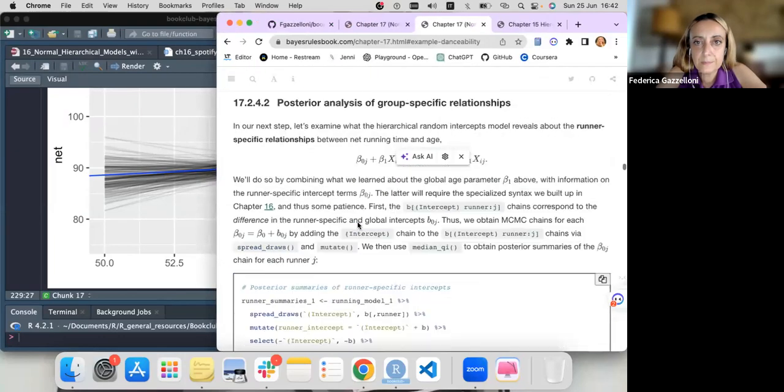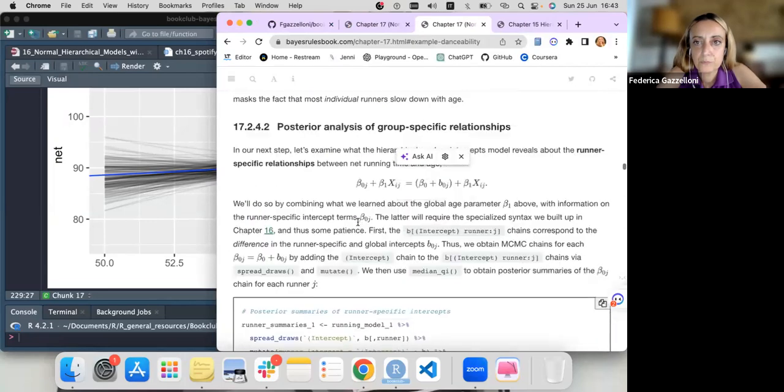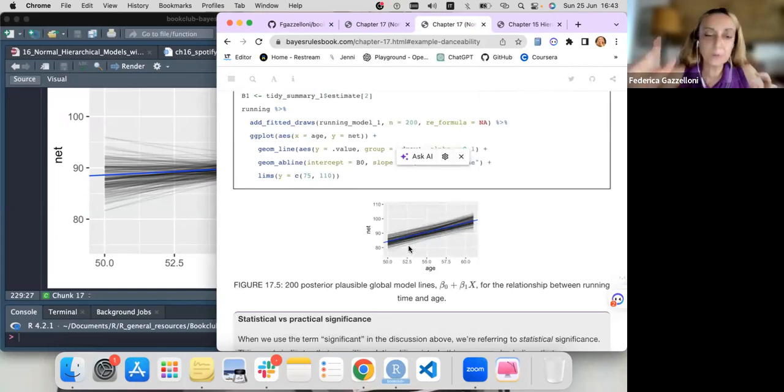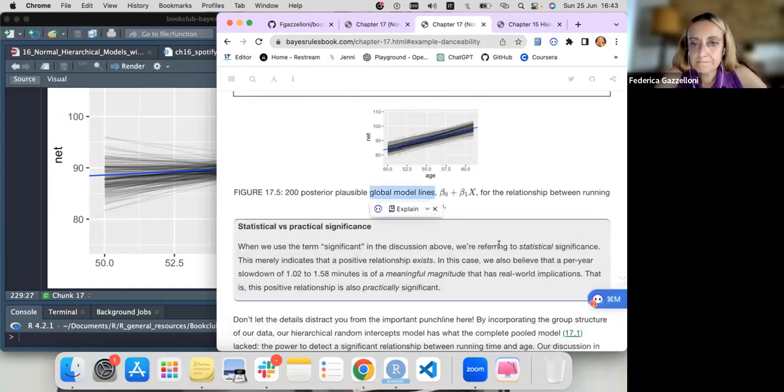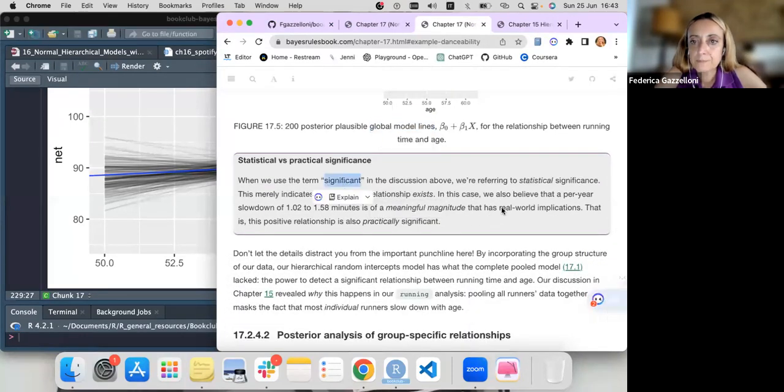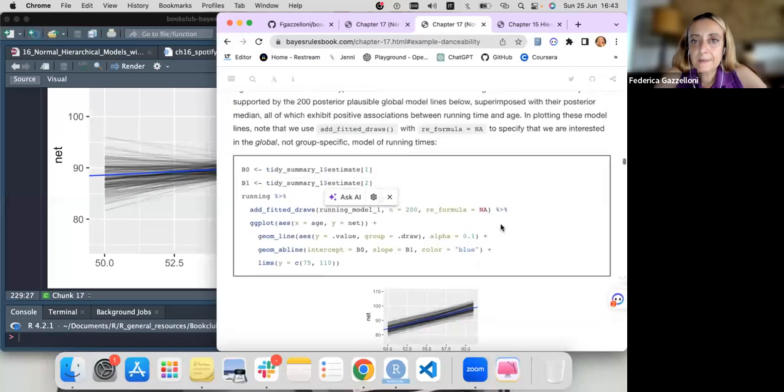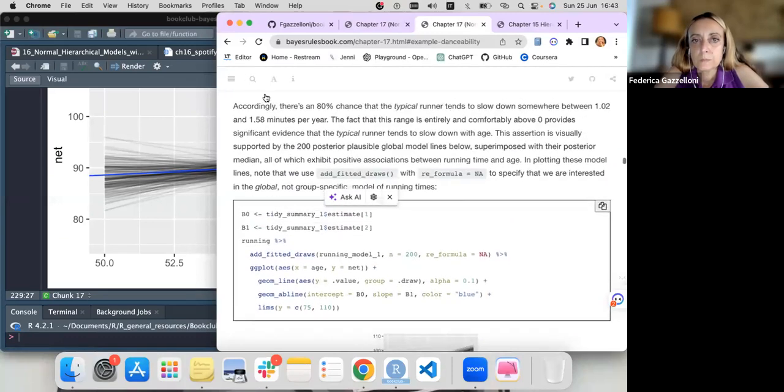Okay, now you can see that this is the posterior. It's a bit more well-defined, for global model lines. So basically, there is an 80% chance that the typical runner tends to slow down somewhere between 1.02 and 1.58 minutes per year. Because the data set is by year, we didn't consider it, but they are somehow grouped by year.